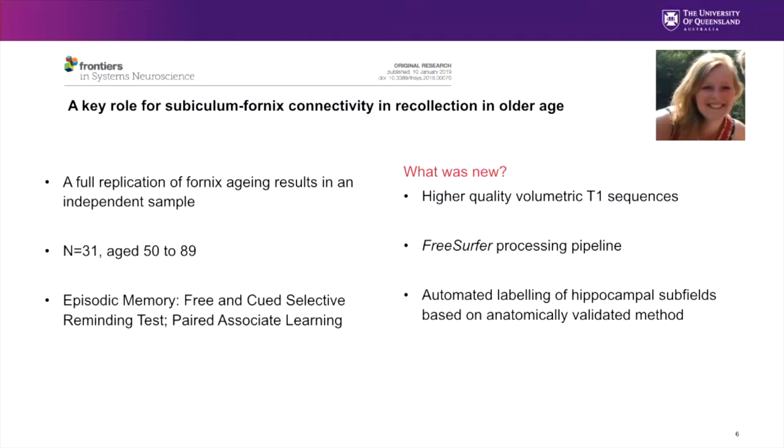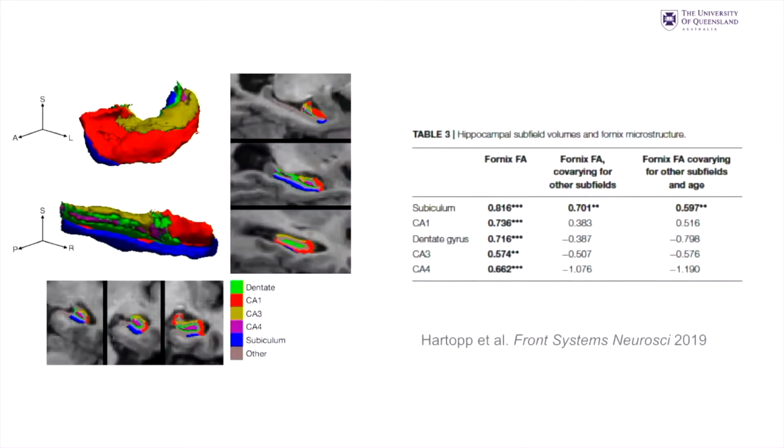And because of that, we were able to apply some new methods to look at hippocampal subfield segmentation to try and relate changes in Fornix structure to subfields of the hippocampus. So this is the method that you can see here on the left. This is an automated algorithm that uses the contours and shape of the hippocampus, which has been developed in a sample of standard brains and validated against anatomical landmarks. And what you get is this parcellation, this labeling of the hippocampal subfields, and you also get measures of grey matter volume within them.